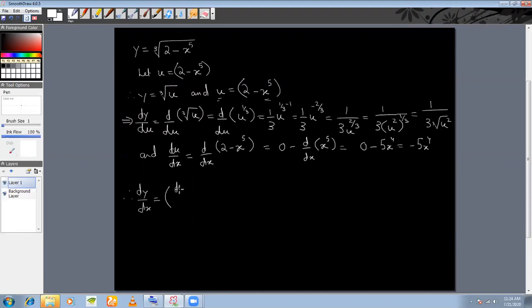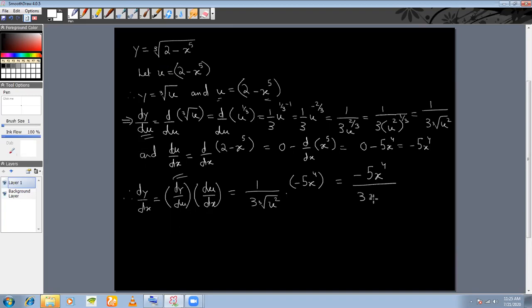dy/du into du/dx. Product of these two, dy/du and du/dx. So this is 1 by thrice cube root of u square into minus 5x to the power of 4. I put back the value of u, minus 5x to the power of 4 by thrice cube root of, what is u? 2 minus x to the power of 5. So we got the answer.